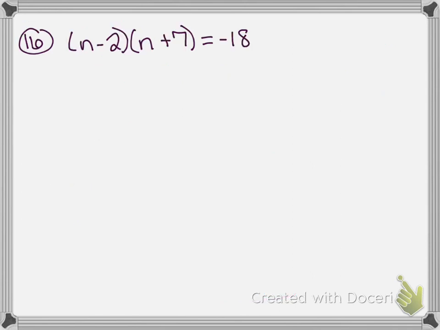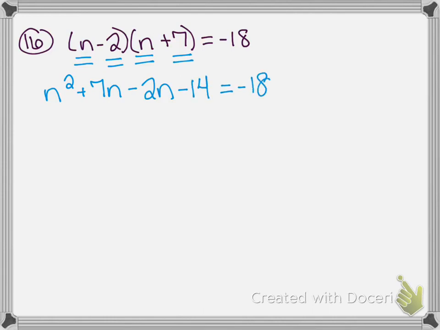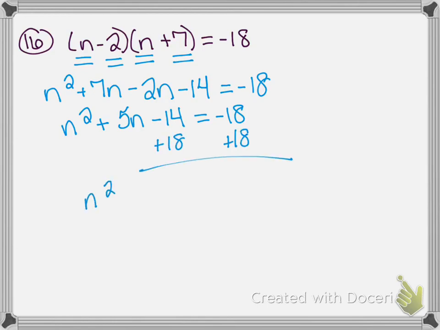Okay, so for number 16, before I can do anything else with this, I need to FOIL n minus 2 and n plus 7. So I've got n times n, that's going to be n squared. N times 7 is 7n. Negative 2 times n is negative 2n. Negative 2 times 7 is negative 14. Okay, at this point, now I can set everything equal to 0. So I have n squared plus 5n minus 14 equals negative 18. So I'm going to add 18 to both sides. So I have n squared plus 5n plus 4 equals 0.